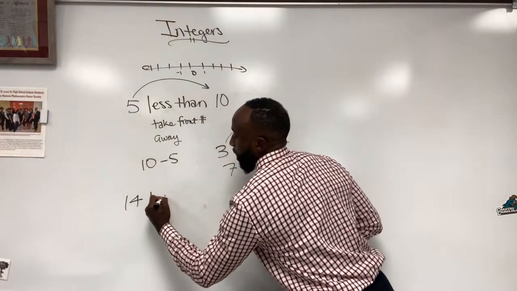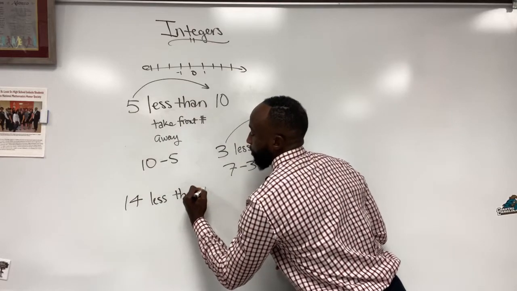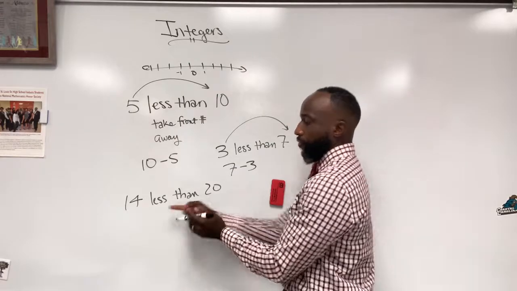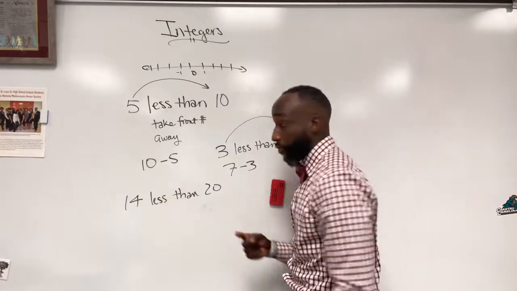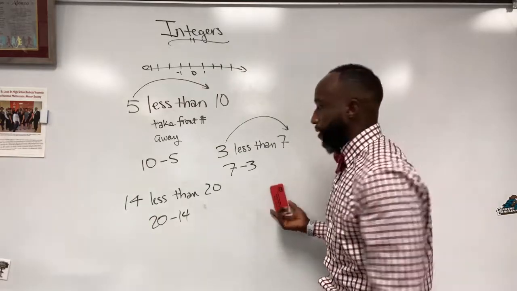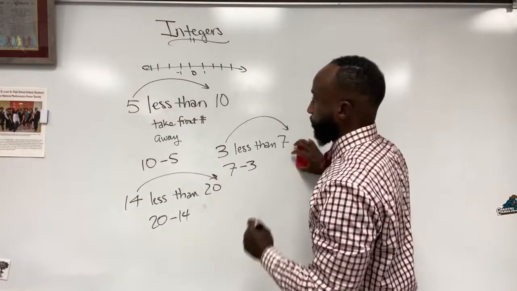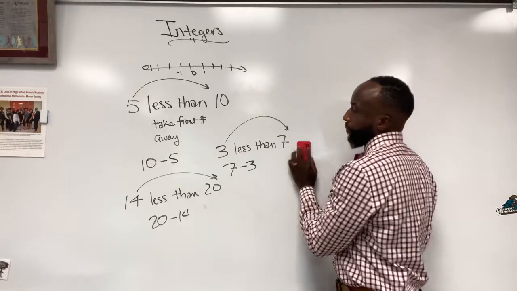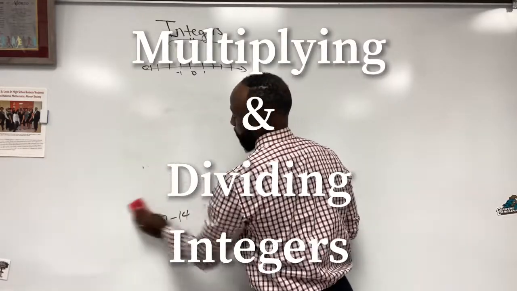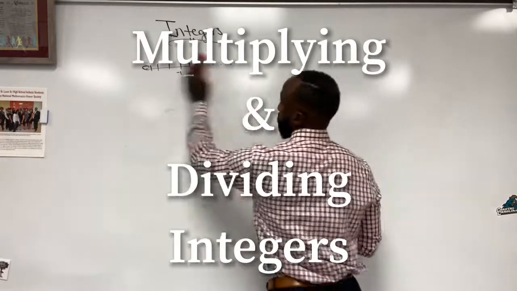14 less than 20, right? We're just gonna keep it clean. 14 less than 20, you're gonna take 14 from 20. Bam. Okay? That's it. 14 goes to the back. All right, that's your less than part. Cool. All right, now let's talk about this multiplication, right?